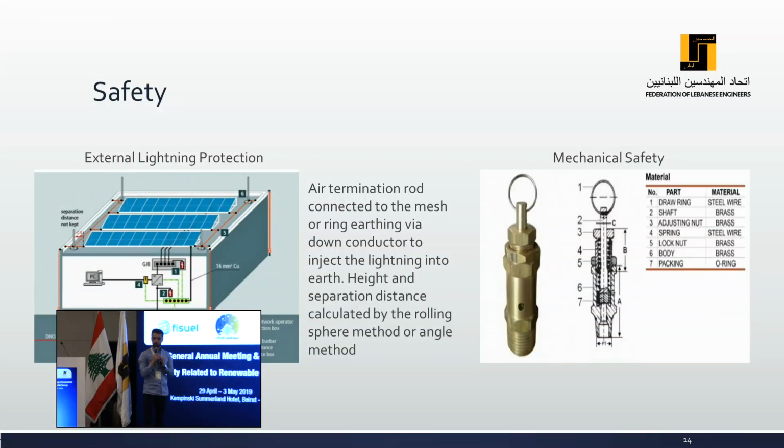The external lightning protection system will be composed of air termination rods connected to the mesh or ring earthing to inject the lightning into this earth via down conductors. The height and separation distance of these air termination rods will be determined by the rolling sphere method or the angle method. We also installed a safety valve in our system to ensure mechanical safety, which will relieve pressurized air in case it reaches a predetermined threshold.